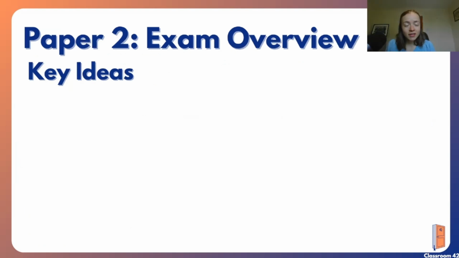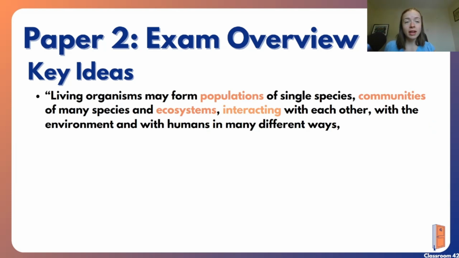So key ideas. Just like with Paper 1, there are some key ideas that are used by examiners to inspire them to create exam questions. These are ideas that should be in the back of your mind whilst you are doing revision, because it explains how different topics are linked and the key principles that you need to know. So the first one: living organisms may form populations of single species, communities of many species, and ecosystems interacting with each other, with the environment, and with humans in many different ways.